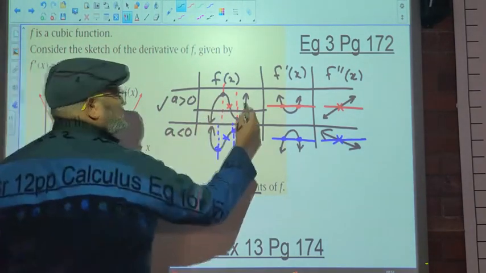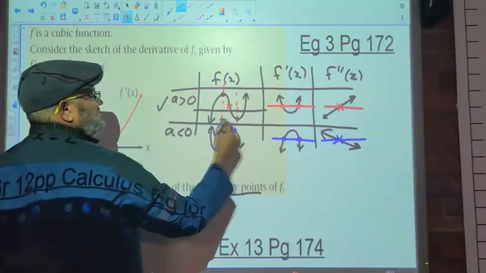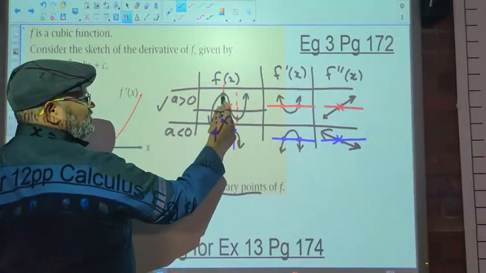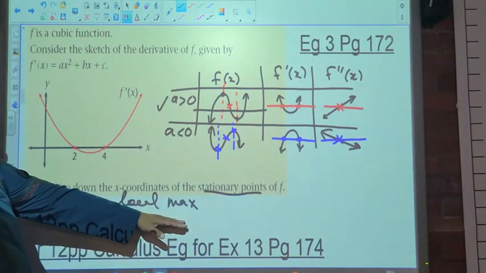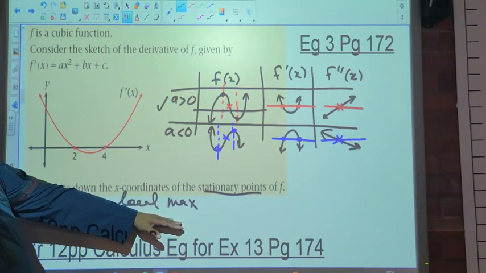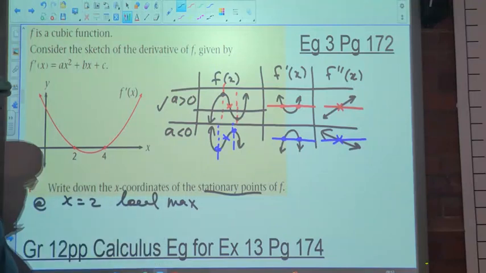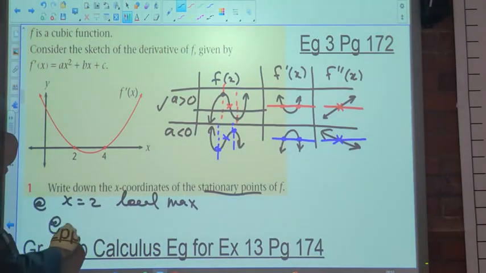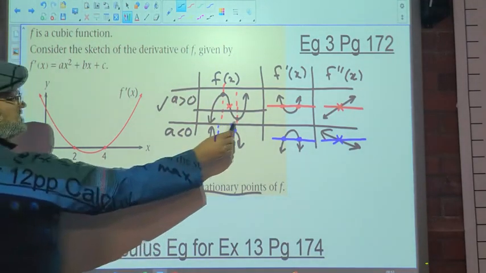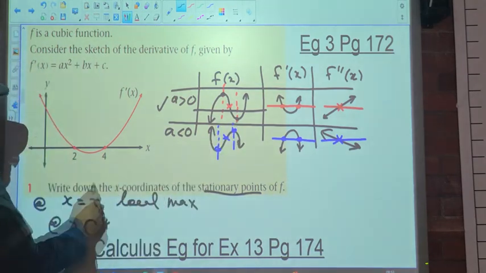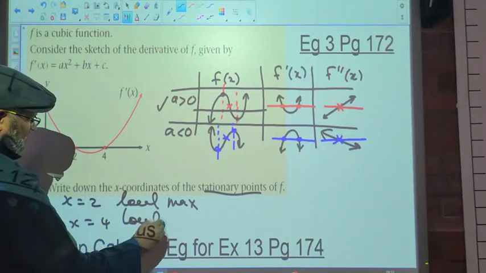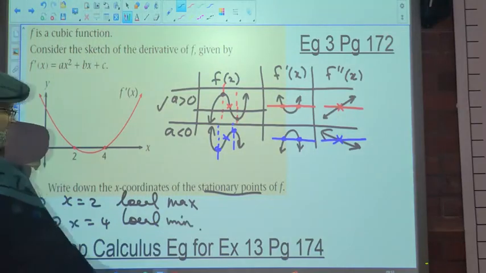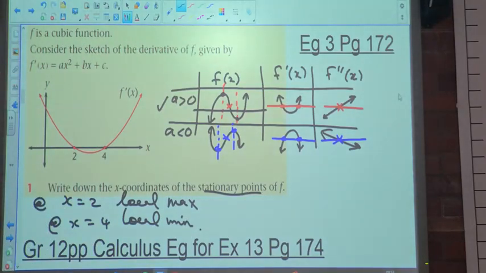Why is it called local? Because the graph goes further up elsewhere, not so? And this one goes further down. This is going to be called maximum and minimum. So you've got a local maximum at this point. Can you see that, people? And therefore, at x is equal to 4, so here 4, the graph will have a local minimum. Okay.